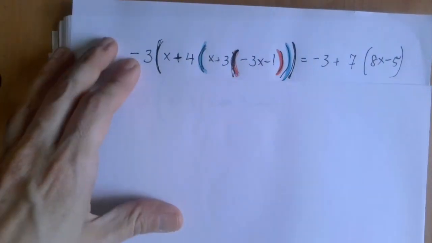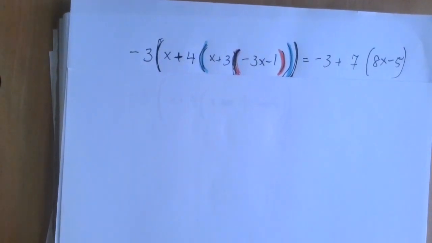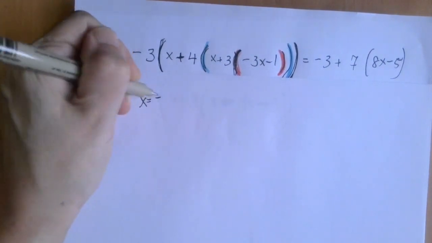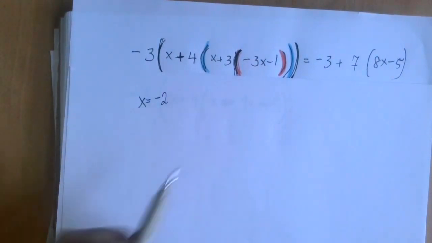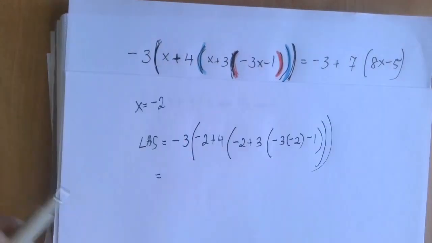Okay. Let's check. You should never mess with the first line because that's where we are going back to check. We think that x equals negative 2. So if x is negative 2, the left-hand side: negative 3 times negative 2 plus 4, negative 2 plus 3, parenthesis open, negative 3 times negative 2 minus 1, close, close, close.